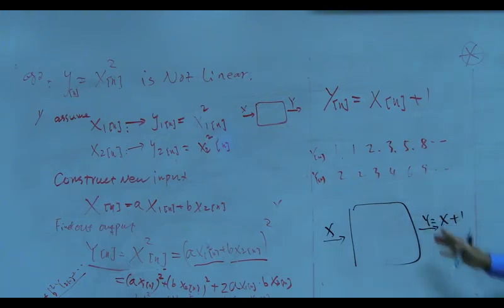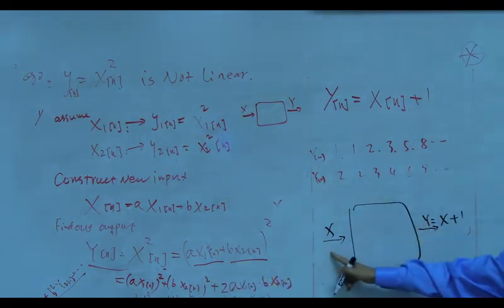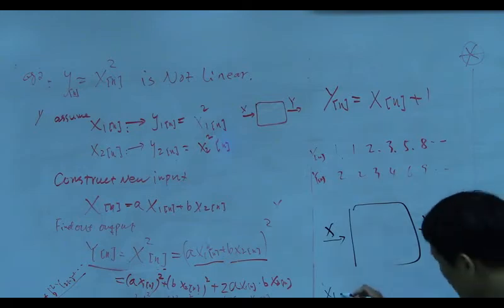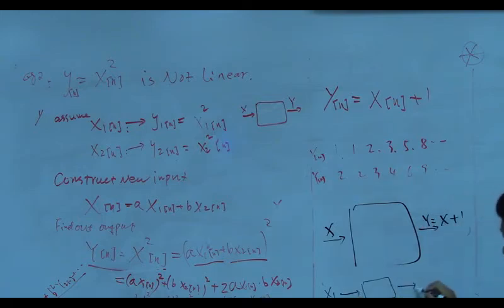I ignore all the n's, okay? Because everywhere you need to write the n. So for simplicity, I ignore this. So you have input, and the system is given. What you do is you generate an arbitrary input. So X1, you call it X1. What is it? I don't know, you decide. Then what you have here is X1 plus 1, right? You can say that X1 is a unit step, or an impulse, or like a Fibonacci, that's fine.